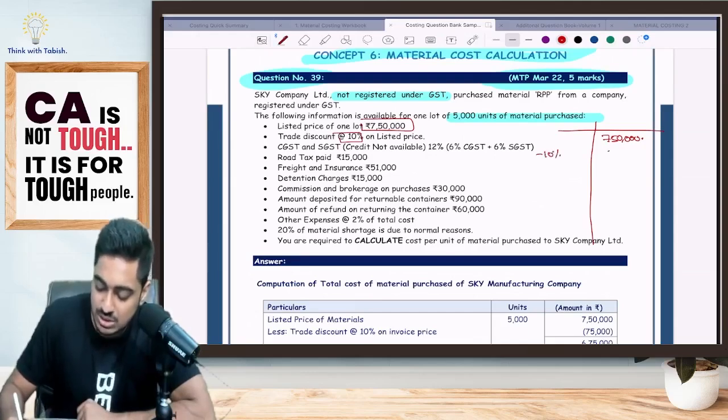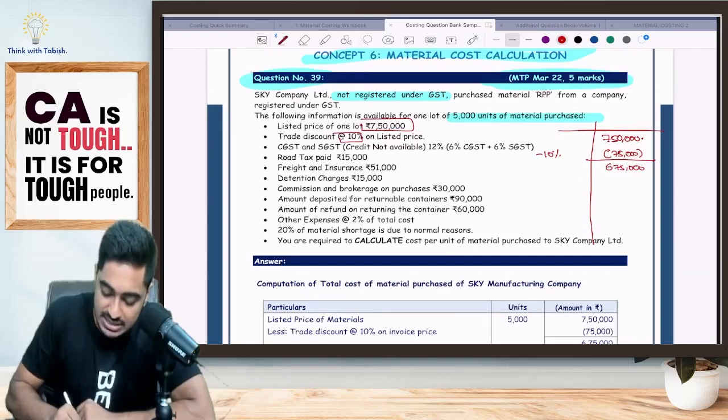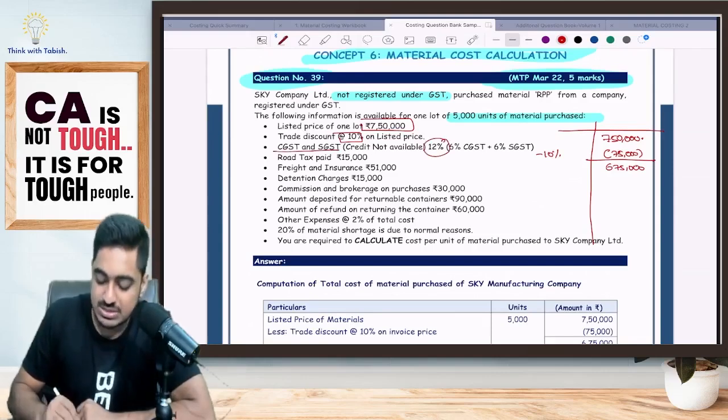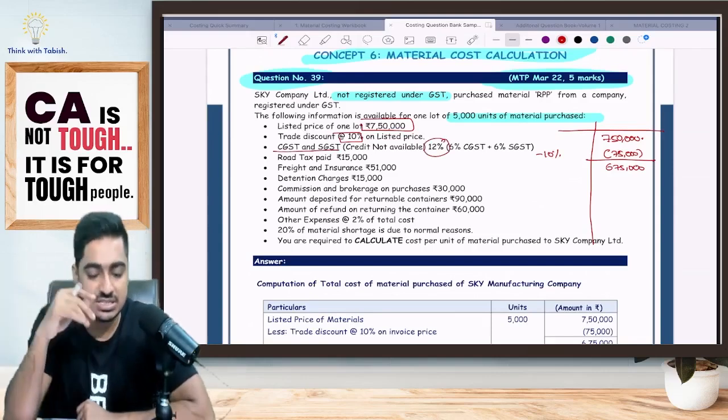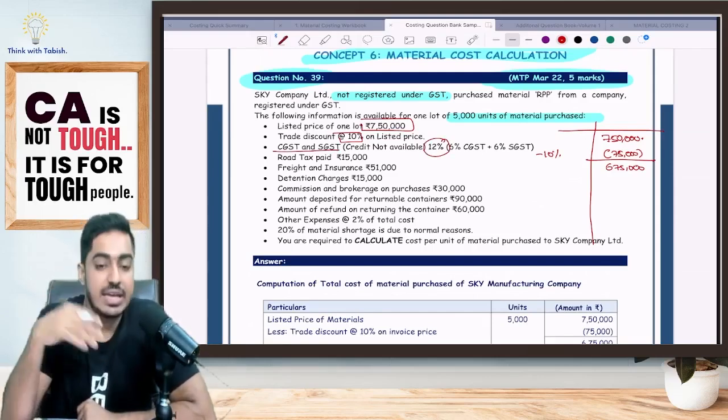That means how much discount I got? 75,000 discount I got. That means effectively how much it is? 6,75,000 only. Perfect. Now they are charging CGST and SGST at 12%. In that, CGST is 6%, SGST is 6%. Okay, fine, sir. Now tell me one thing.